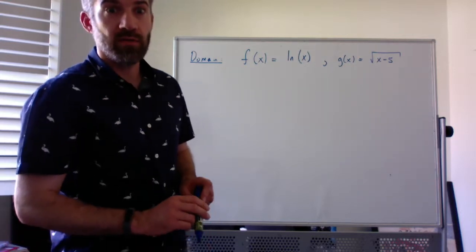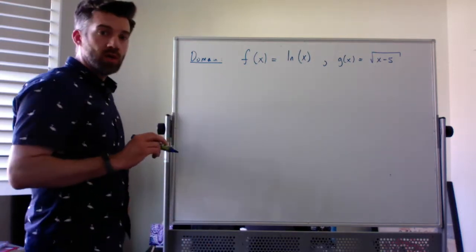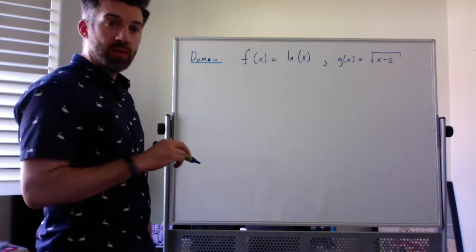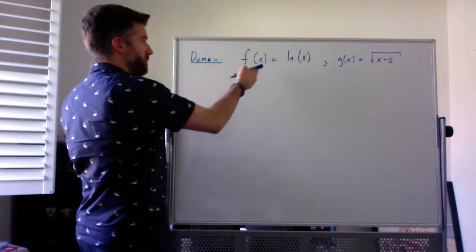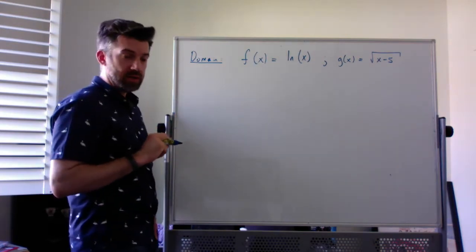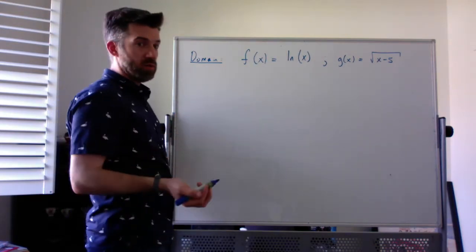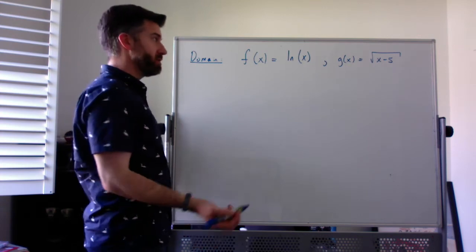Let's make a video. Somebody asked about the domain of a composite function, so I came up with this example. We have f of x equal to the natural log of x, which is a function whose domain is x greater than 0.